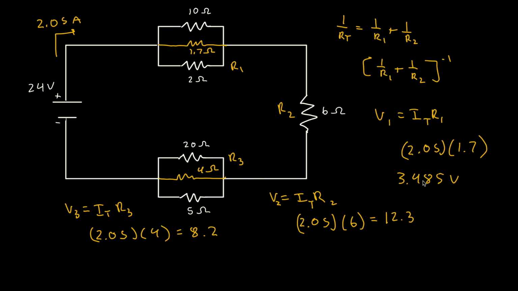So now let us add this guy, and this guy, the total voltage drop, and if it equals 24 volts, then we did our math correctly. So this is going to be 3.485 plus 8.2 plus 12.3. Now let's see what that is. Plus 8.2 plus 12.3. And indeed, we get 23.98, but I mean, you just round up, it'll be 24 volts.